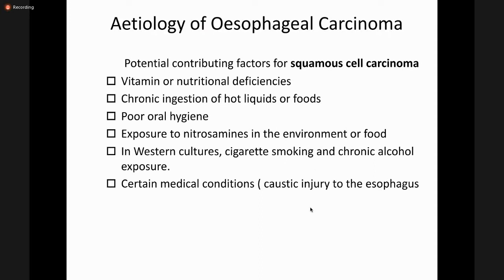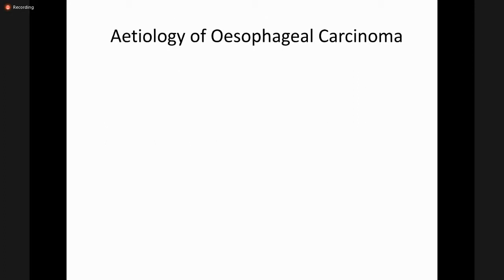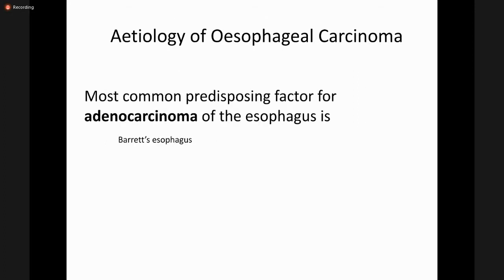Certain medical conditions, like gastric injury to the esophagus, may lead to esophageal carcinoma, or HPV infection can lead to esophageal carcinoma. And for adenocarcinoma, Barrett esophagus is common.